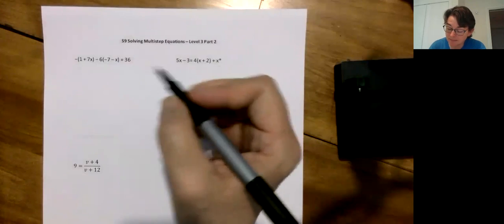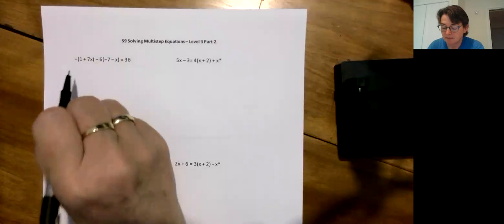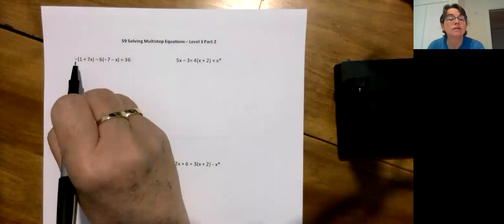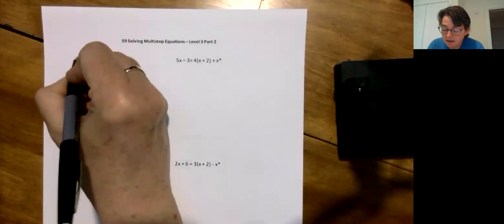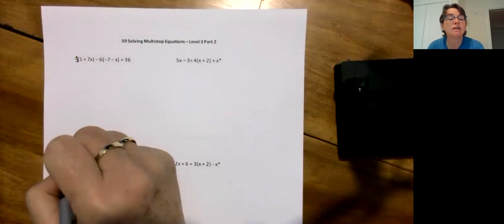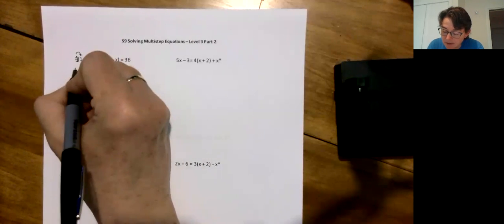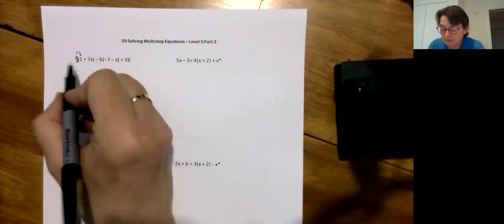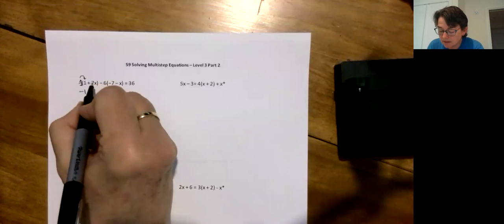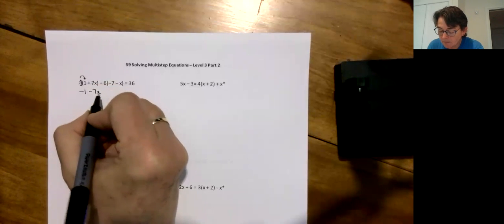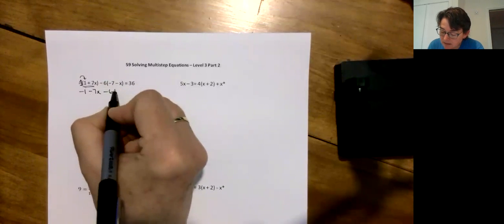So let's get started. I want to simplify this side as much as I can. This negative here might confuse people, but if you like, you can just put a -1 in there, and then you can use it as your distributive property. So -1 times 1 is -1, -1 times 7x, okay, so this is what I did first, -6.